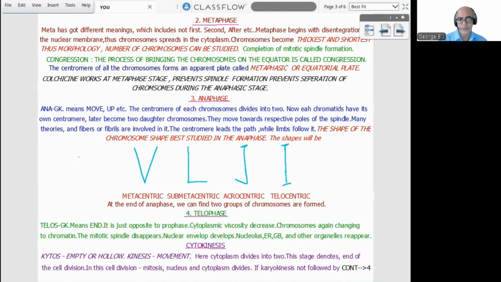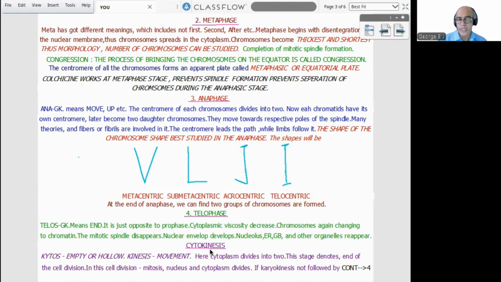That is telophase. Now comes, after karyokinesis, cytokinesis. Kytos means empty or hollow. Kinesis, again, movement. Here the cytoplasm divides into two. This stage denotes the end of the cell division. In this cell division, mitosis, the nucleus and cytoplasm divide.